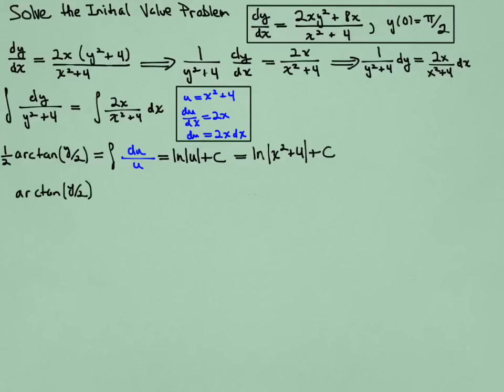So what we have here is arctangent of y over 2. There's the 1/2 here, so I'll double both sides. And that's 2 times the log of x squared plus 4, and then 2 times the constant of integration. We'll just call that new constant c1, twice the constant c. So c1 is just 2 times c.